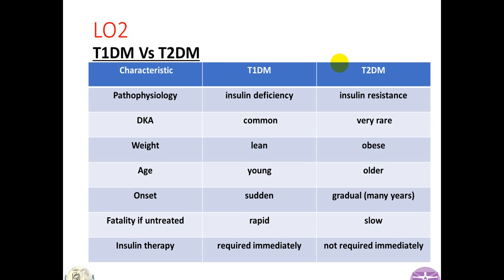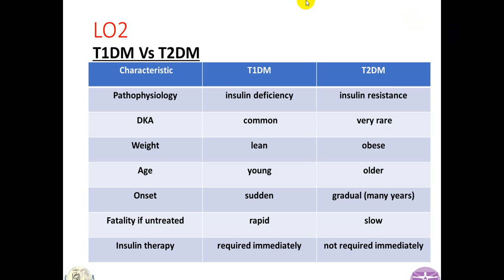In general, we have many types of diabetes, but we can classify diabetes into type 1 or type 2. Type 2 diabetes is the most common type of diabetes. Around 90 to 95% of diabetes is type 2, while type 1 diabetes represents around 5 to 10% of all cases of diabetes. And to differentiate between the two, we have some characteristics.